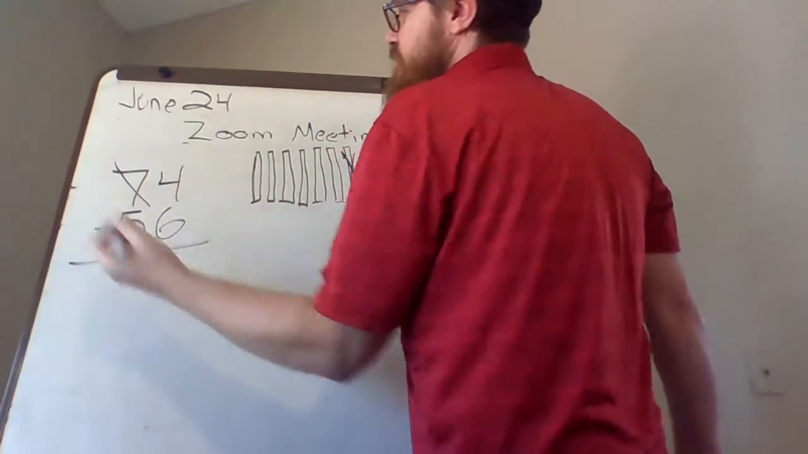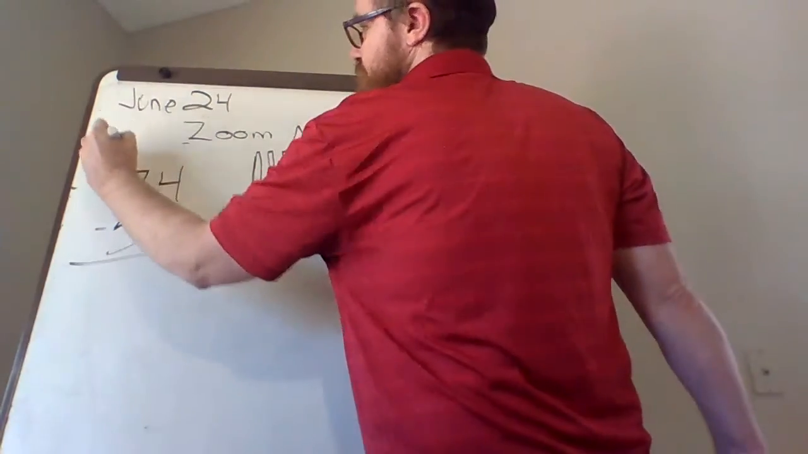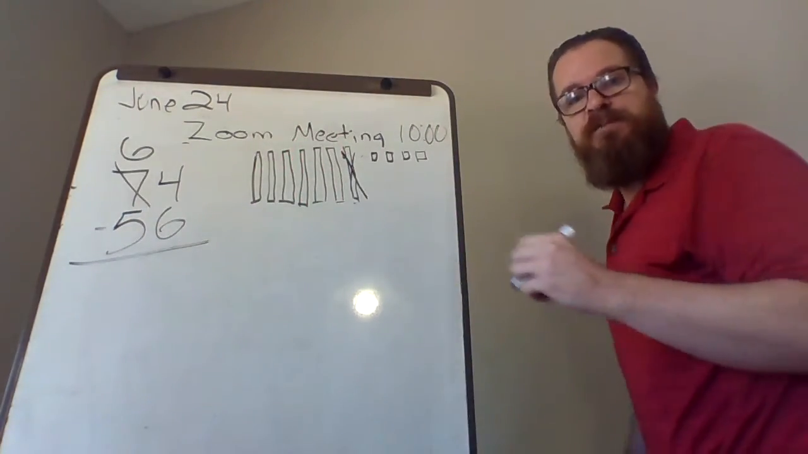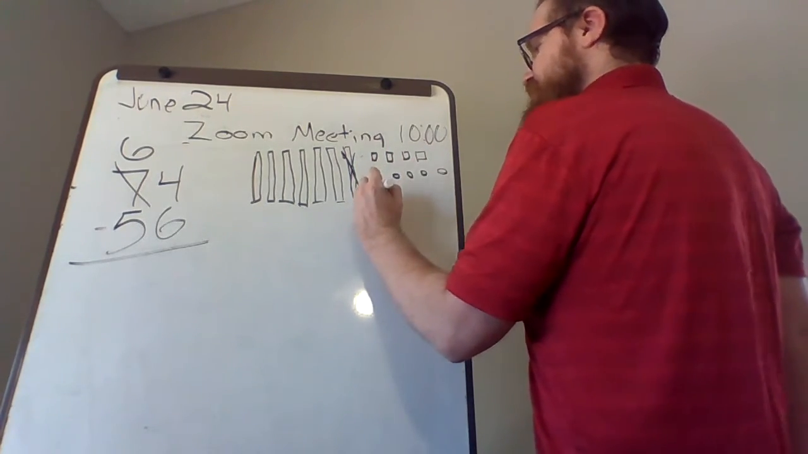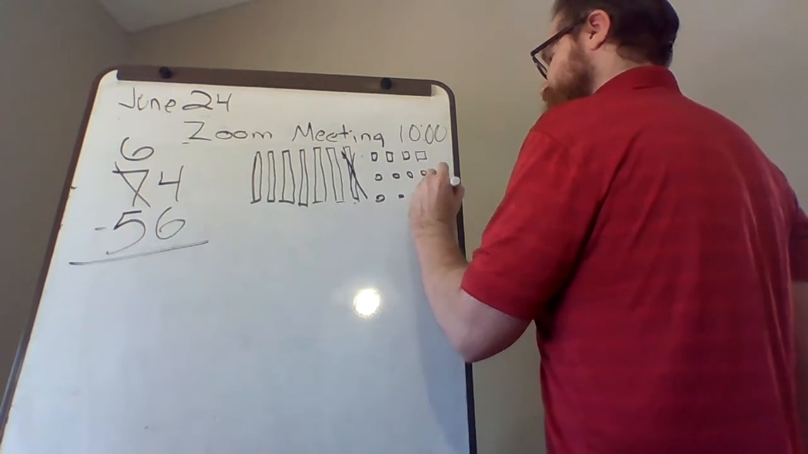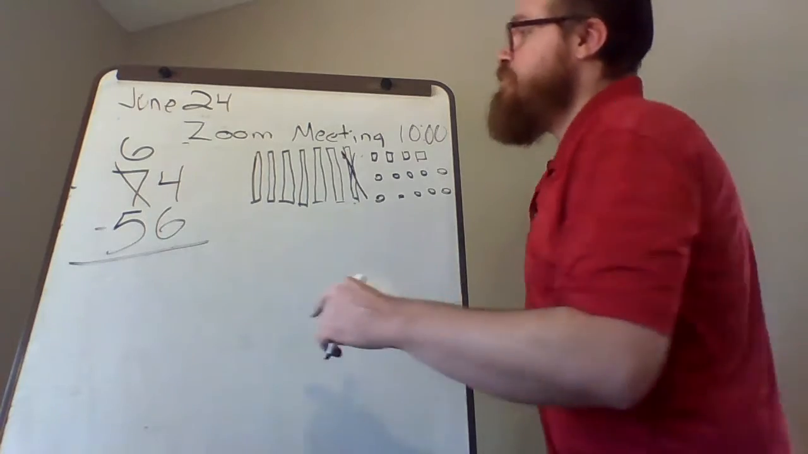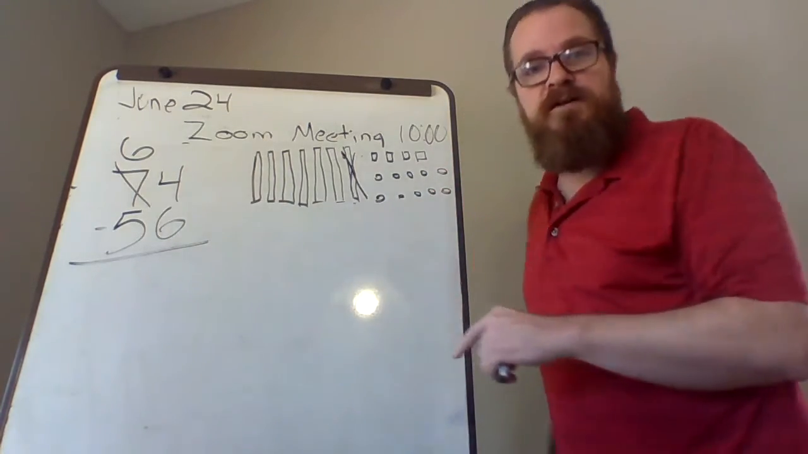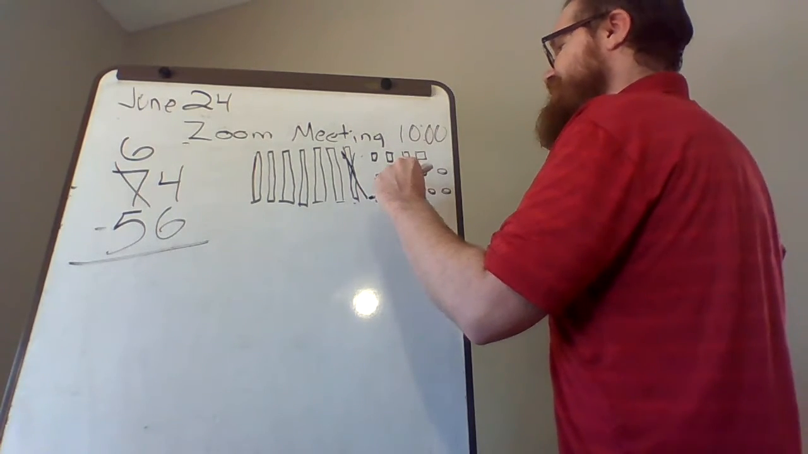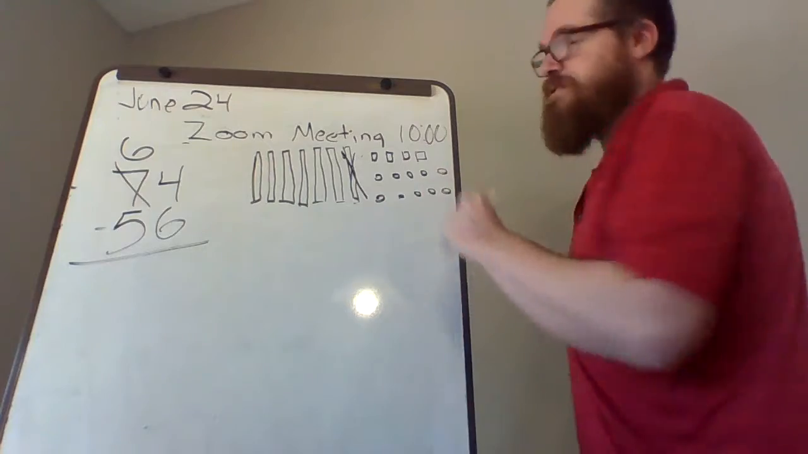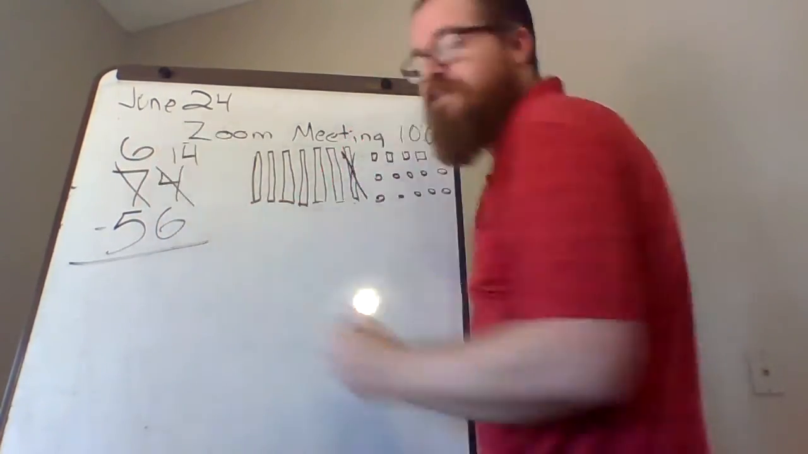So take that 10. How many tens do I have left? 1, 2, 3, 4, 5, 6. I have 6 tens left, but I just gave myself 10 ones. 1, 2, 3, 4, 5, 6, 7, 8, 9, 10. Okay, so how many ones do I have now? Well, I have the 4 I had before plus 10 more. 11, 12, 13, 14. I have 14 now. Okay, so I now have 14 ones.